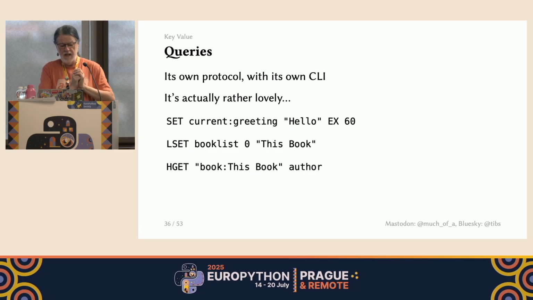So to set a value on current greeting, we would use this command. The EX 60 at the end says that after 60 seconds, that value should evaporate. We want that value to go away, so we can give a time span for values. LSET is where we're setting the 0th value on book list to this book, that's a list. And HGET, we're getting from our hash, on the hash book this book, the author value out.